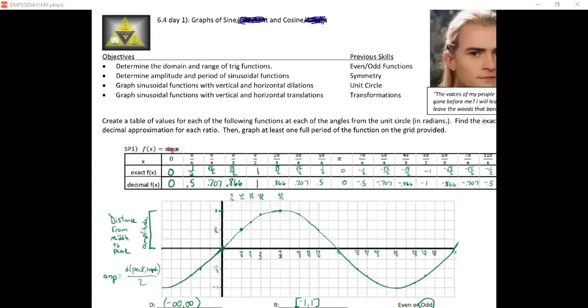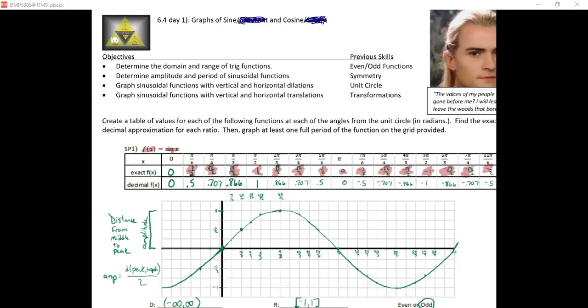Now, in the past, we've looked at all of these individual ratios and calculated them based off of the specific angles that lead to those ratios. Now we're going to put them together in context and look at the sine ratio as an actual function itself.